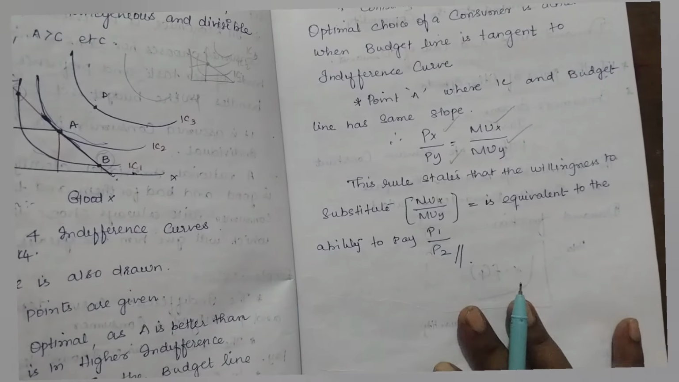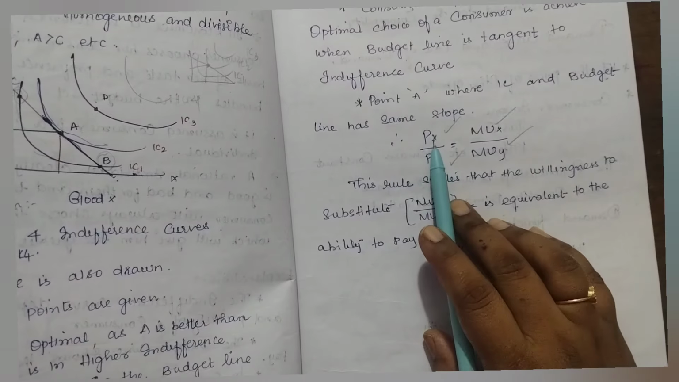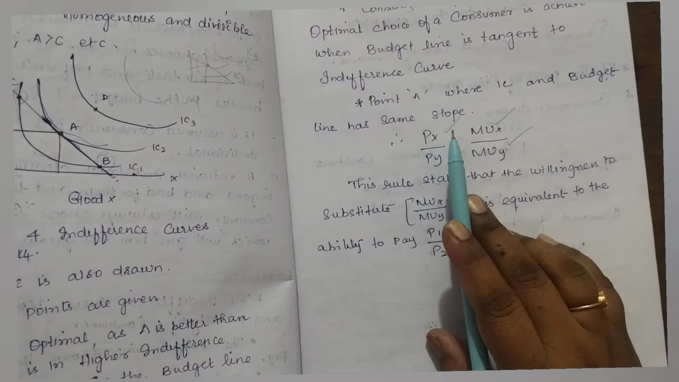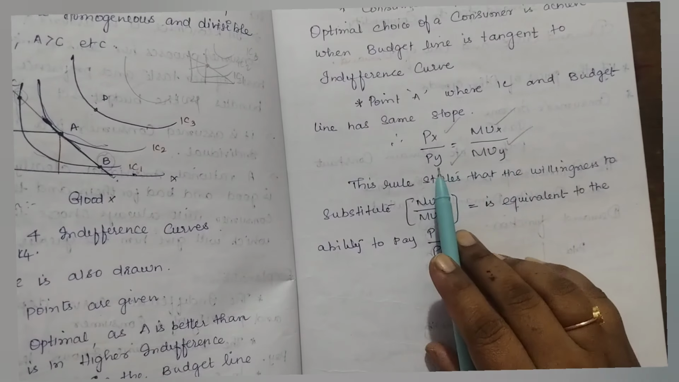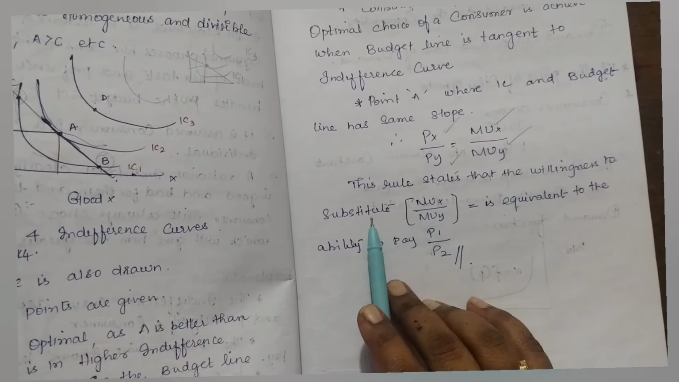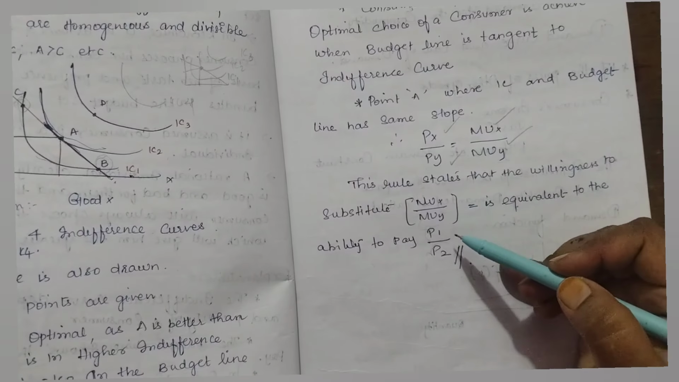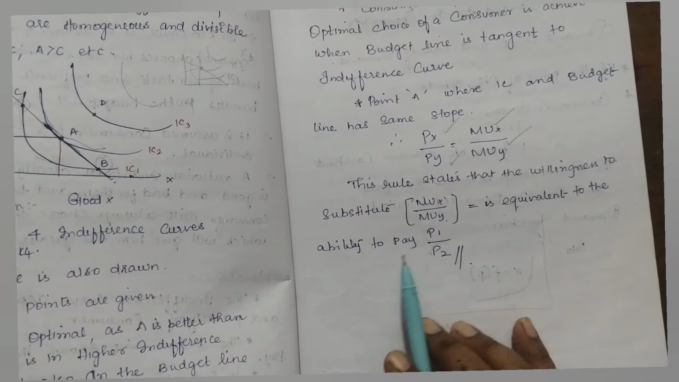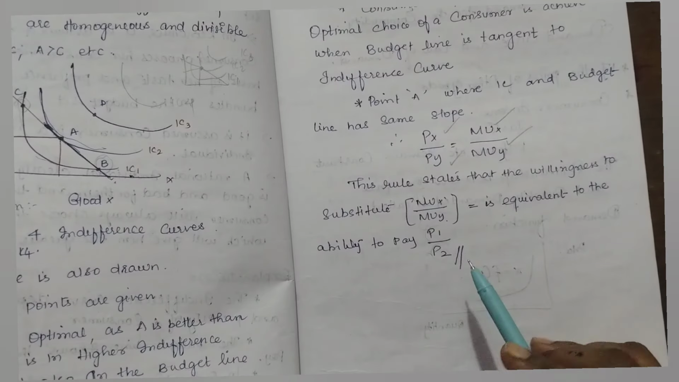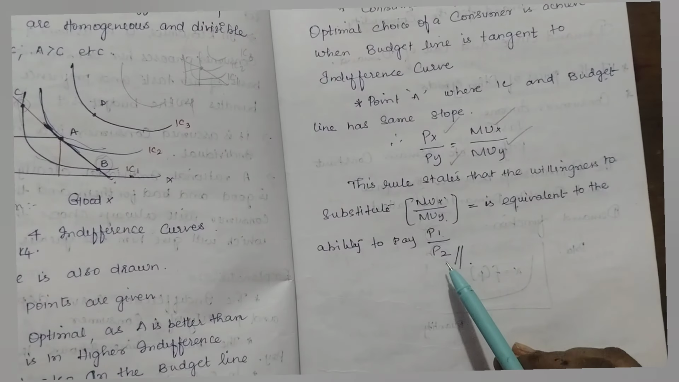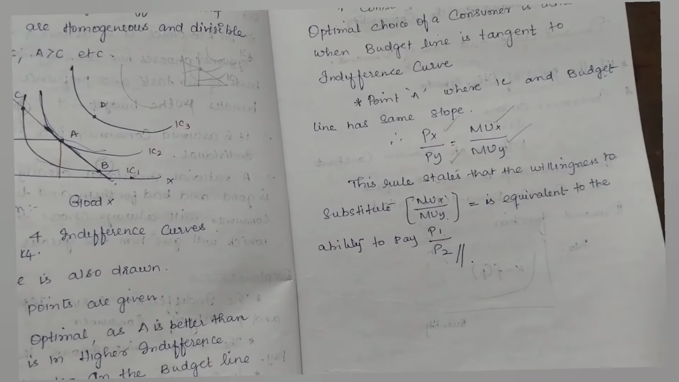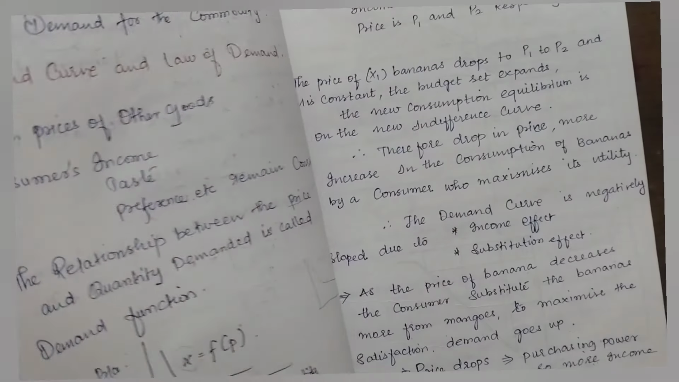After that, here you can see the formula: price of x divided by price of y. In order to get the marginal utility of x, you have to pay the price of x. In order to get the utility of y, you have to pay for y. This rule states the willingness to substitute more x with MU of y. In order to get more of this, you have to sacrifice this. And you should also have the ability to pay for more of P1, and you have to leave more of P2 in order to get more of P1.